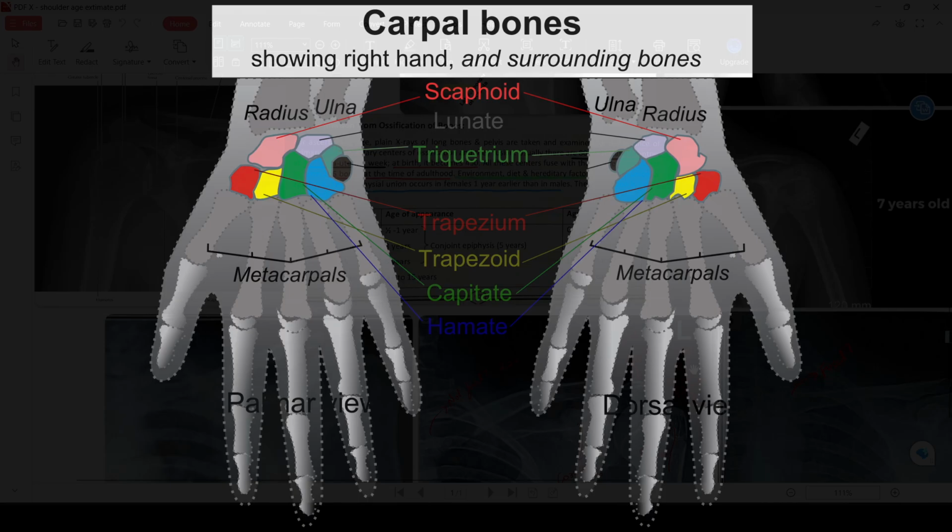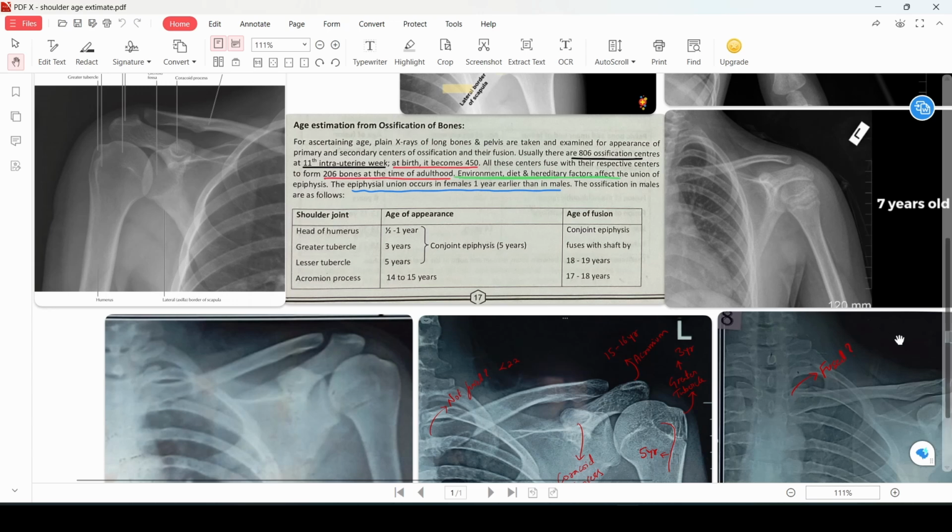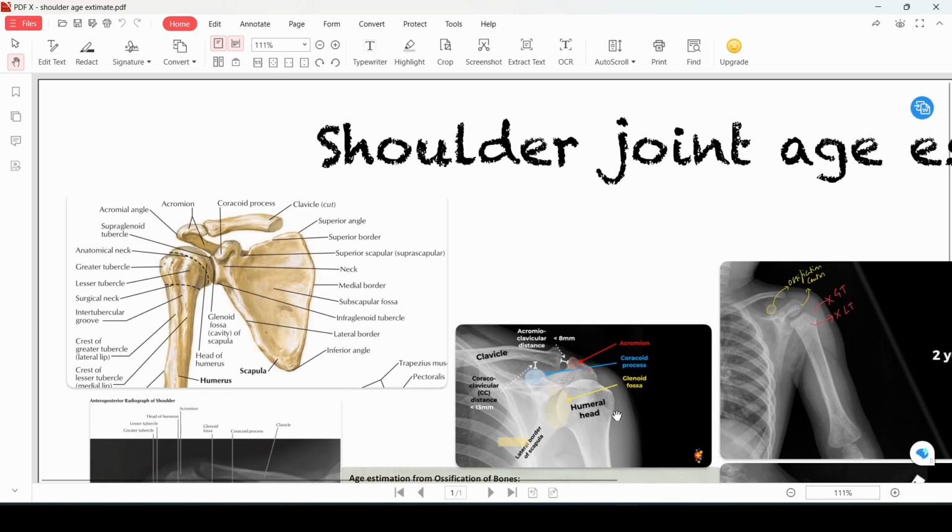Even the carpal bones, as the baby grows and learns to catch things, hold things, the hand bones ossify in sequence to match what? To match the fine motor skills like gripping and writing, as I told. So I hope I made some sense.